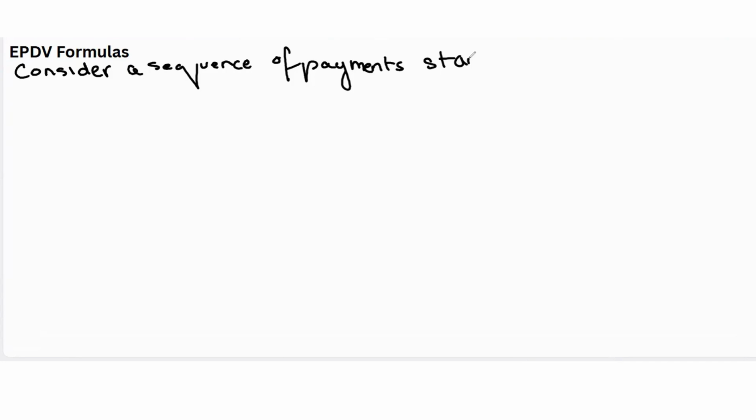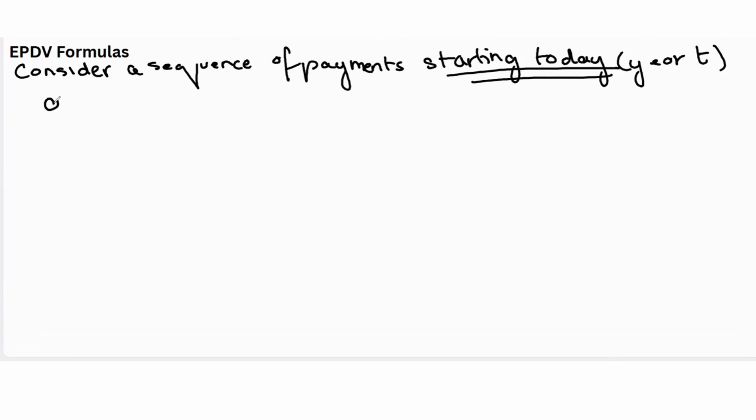Consider a sequence of payments. So for this, let's consider a sequence of payments starting today, which we're taking to be T. So T represents today or the present. So starting today, this is the assumption I'm making: I have a sequence of payments that starts today and continues into the future.